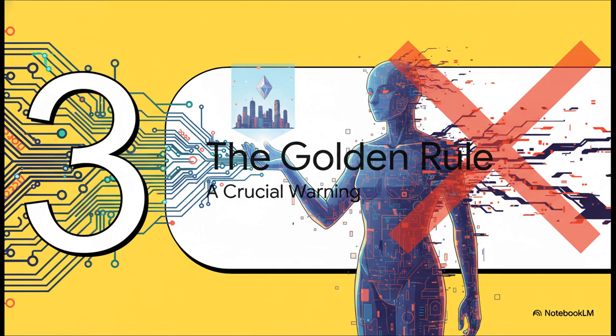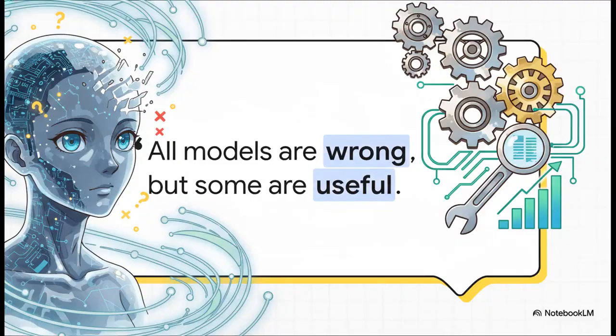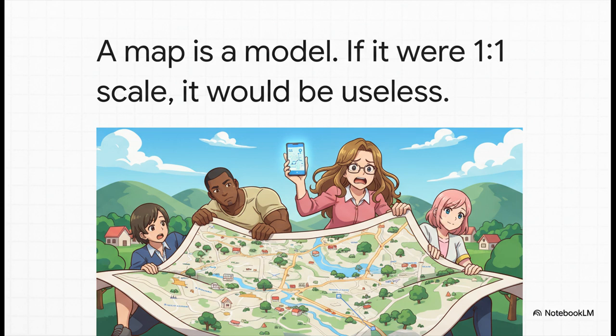And this brings us to a really crucial warning. The legendary statistician George Box gave us what I think is the golden rule for all of this. He said, all models are wrong, but some are useful. Just let that sink in for a second. All of them, every single one, is wrong. So why? Why are they all wrong? Well, it goes back to what we said. They are simplified versions of reality.